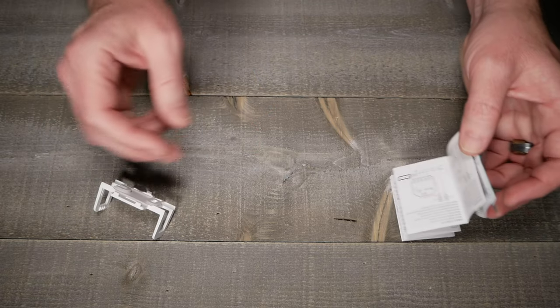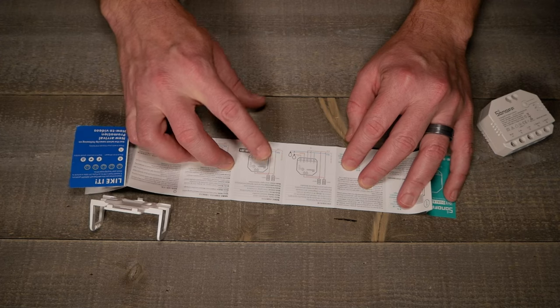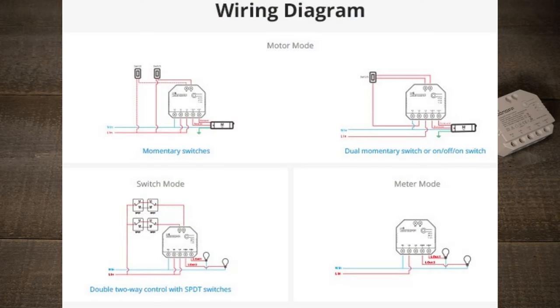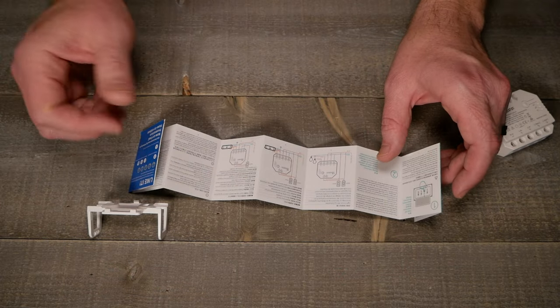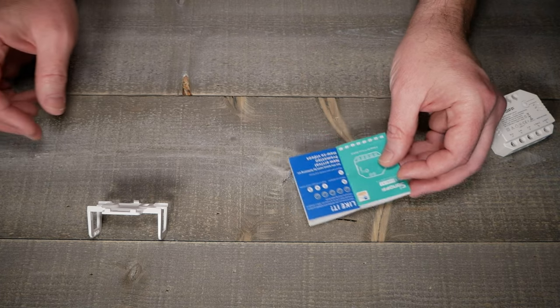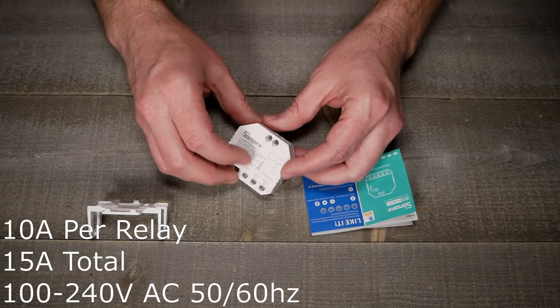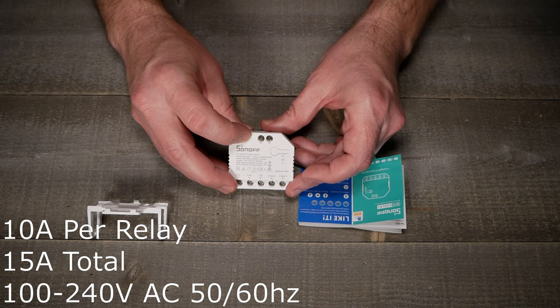They do have the little instructions, and do pay attention to the wiring diagram, because that's one of the differences. It's much like the Shelly One and some of the other Shelly devices, where it uses mains power off of the switch inputs. So there is switch one and switch two up here.